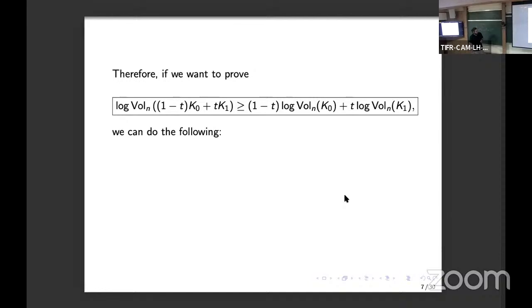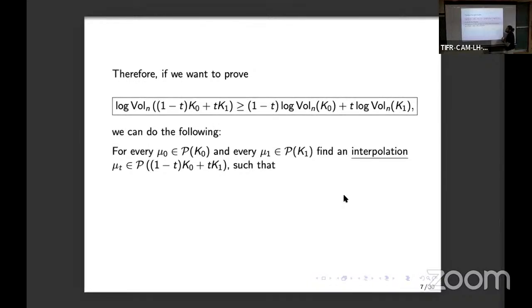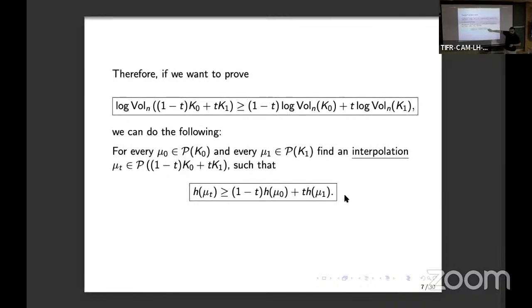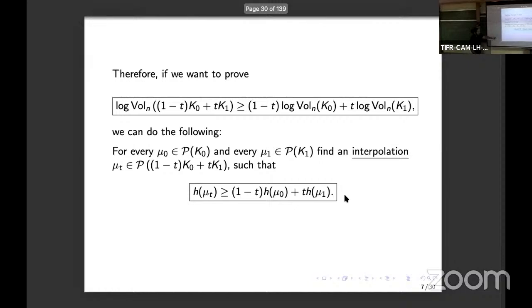So what do I need to do? I know that log volume is maximum entropy. So if for every measure mu naught on K naught and every measure mu1 on K1, I can find an interpolating measure on the geometric, not geometric, but the arithmetic average, this Minkowski sum, such that its entropy is more than the thing on the right, I would be done. I could just take supremums throughout and I would get the Brunn-Minkowski inequality. So now I need to find a suitable interpolation which does this, such that mu t is supported on this Minkowski sum.